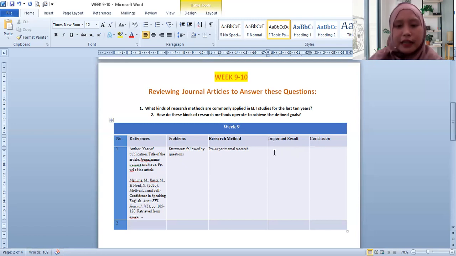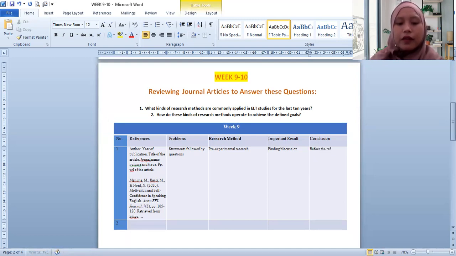And the important results are also very easy to find. They are usually in the findings or results and discussions. So you have to read first and then come up with your own conclusion of what the important results of the article are. And the last one is the conclusion. Very easy. The conclusion is in the part before the references. Please read carefully, understand it deeply, comprehend it nicely, and then transfer the conclusion of the article here. Okay?